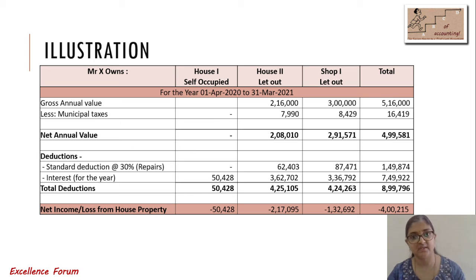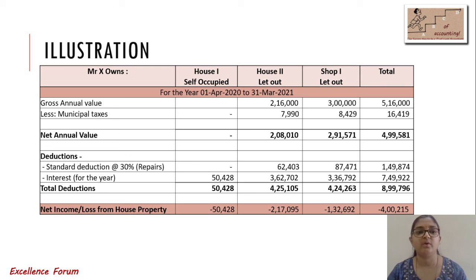In the third case, which is a shop which is let out, suppose the gross annual value or rental income is 3 lakhs. He has deducted the municipal taxes from that. Again, the standard deduction of 30% of net annual value, and interest has been paid of rupees 3,36,792. So the total loss for this particular shop is 1,32,692.